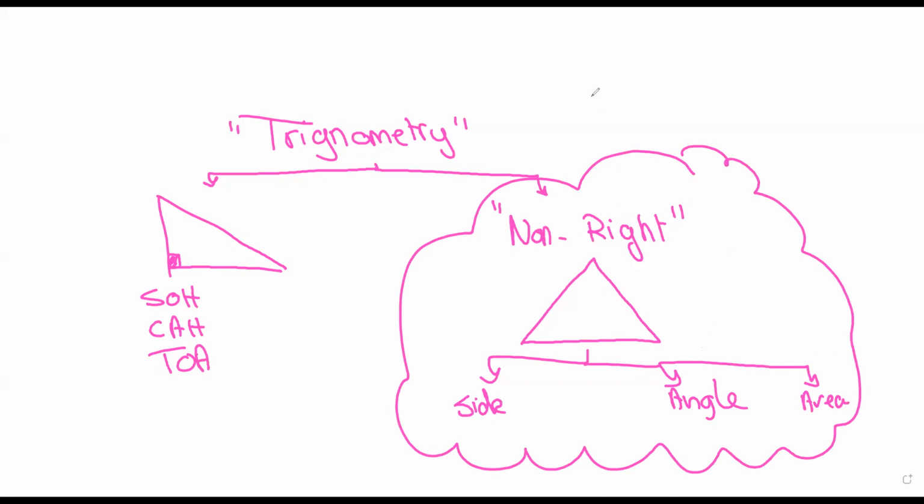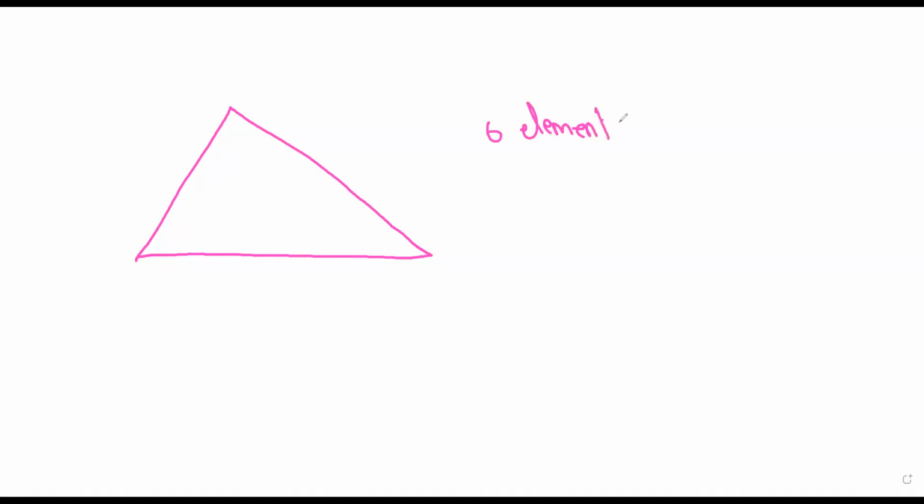So let's clear this page and draw. Let me try and draw a proper triangle. I will just draw a triangle, and I need to remind you that any triangle has 6 elements. We need to remember that very carefully. These elements are 3 sides and 3 angles as well.